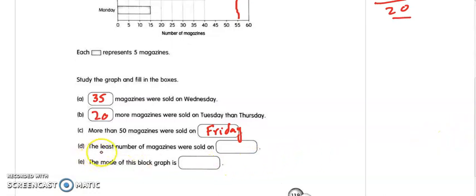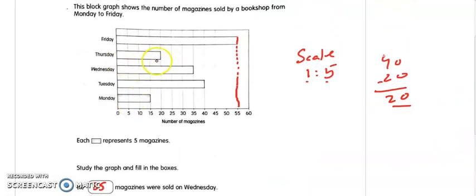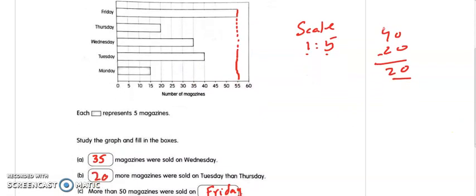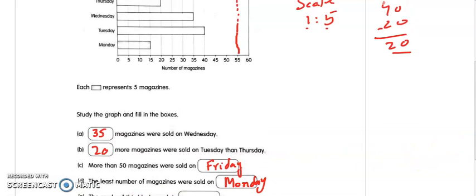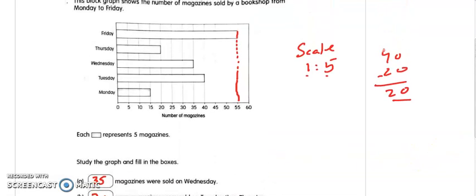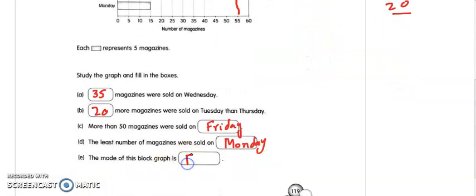Okay, next is, the least number of magazines were sold on dash. Again, we need to look at the block graph. The least number means less than all others. Looking at it, the least number is on Monday. So the least number of magazines were sold on Monday. And then the mode of this block graph, the mode means the most number, is on Friday. So the mode of the block graph is Friday.